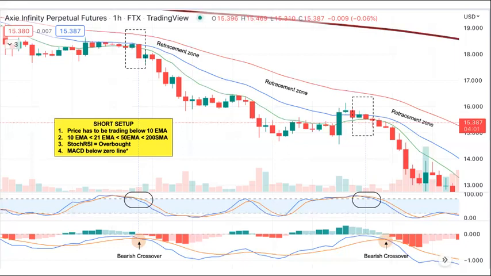Because I'm not gambling. You are not gambling. I don't want you guys to gamble. I want you guys to trade with the odds on your side, okay? With as many confirmations as possible. So it's up to you how many confirmations you want. Some of you may be happy with one confirmation, you go in already. Some of you may want to wait for more confirmations.